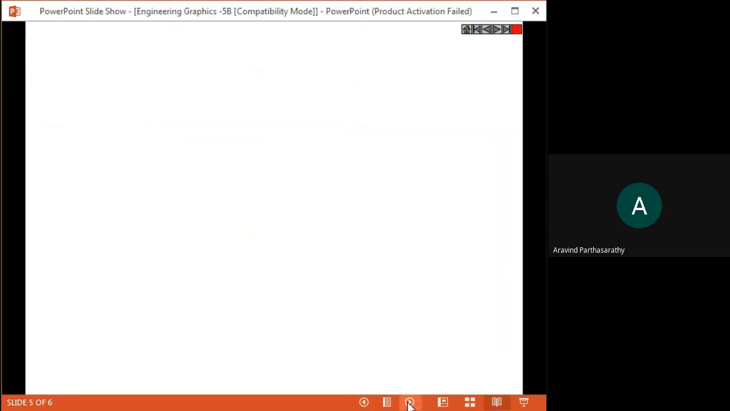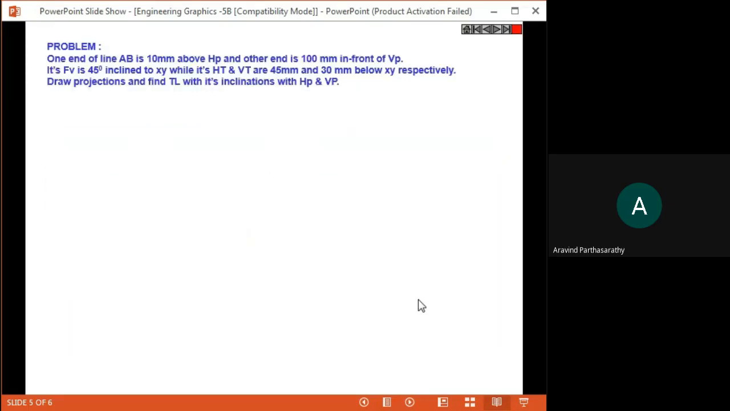Now we can go for a problem. The problem is: one end of a line AB is 10 mm above HP and the other end is 100 mm in front of VP. Above HP and in front of VP means the first quadrant. Second, its front view is 45 degrees inclined to the XY line, and its horizontal trace and vertical trace are 45 mm and 30 mm below XY respectively.